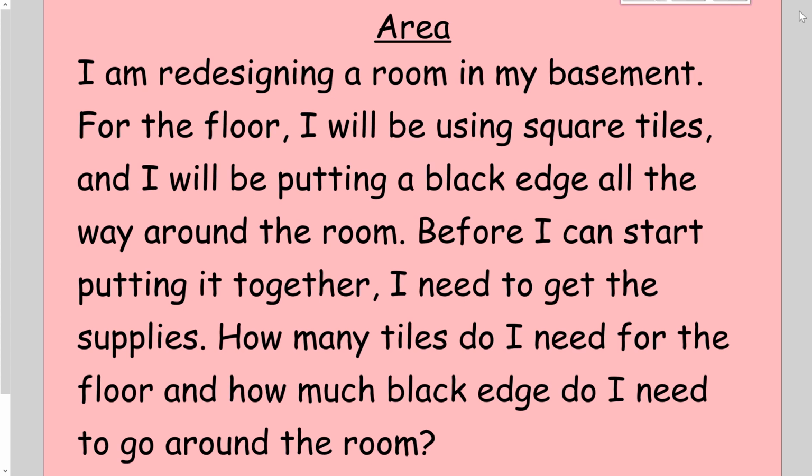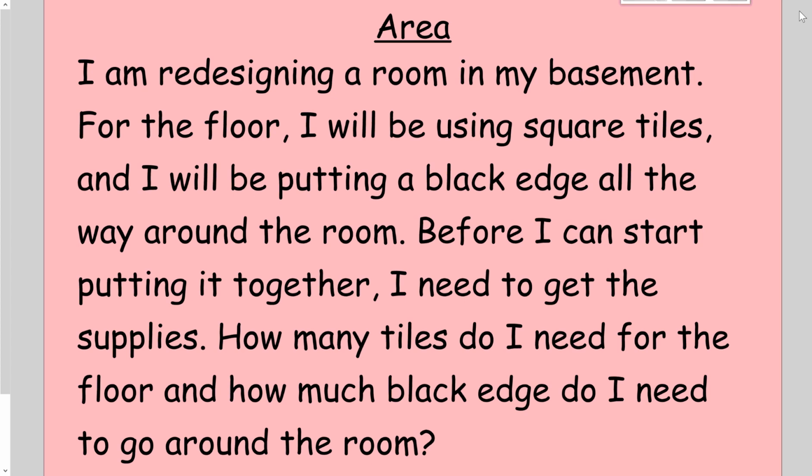Let's take a look at area today. For example, I am redesigning a room in my basement. For the floor, I will be using square tiles and I will be putting a black edge all the way around the room. Before I can start putting it together, I need to get the supplies. How many tiles do I need for the floor and how much black edge do I need to go around the room?